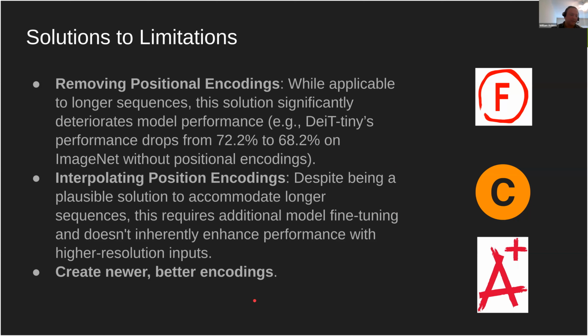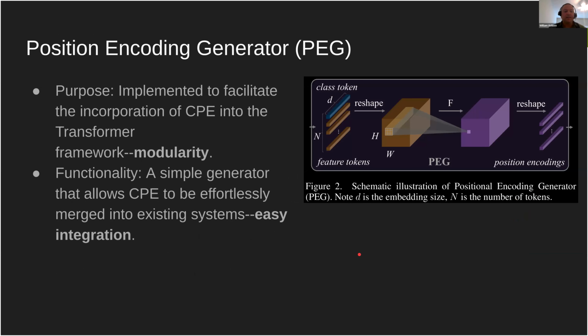So the best option is to create newer, better encodings, in my opinion. Basically, I read through the literature, and I think I did pretty good due diligence on this. Historically, there's an evolution of relative positional encodings in 2018 from the absolute positional encodings earlier.